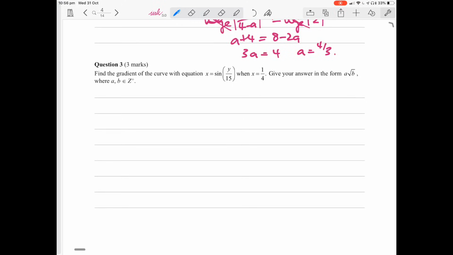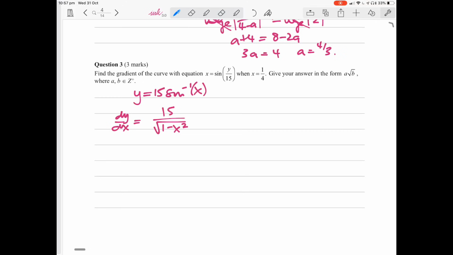Okay, the gradient of the curve of that equation, when x equals a quarter, give your answer in the form a root b. Okay, so let's transpose it first. We're going to get y is 15 sine inverse of x, and then dy dx, when we derive sine, it's just going to be 15 on root 1 minus x squared.